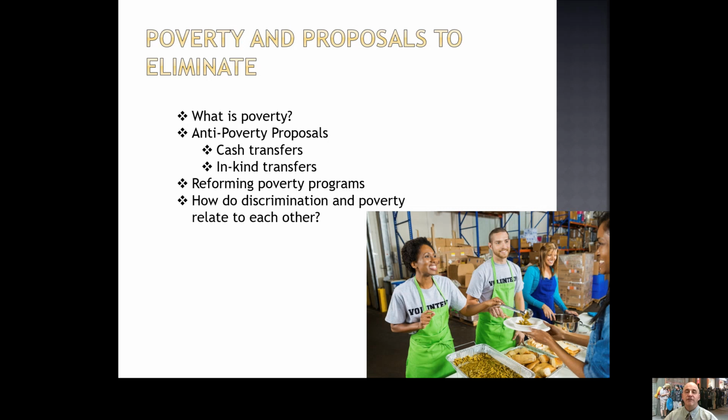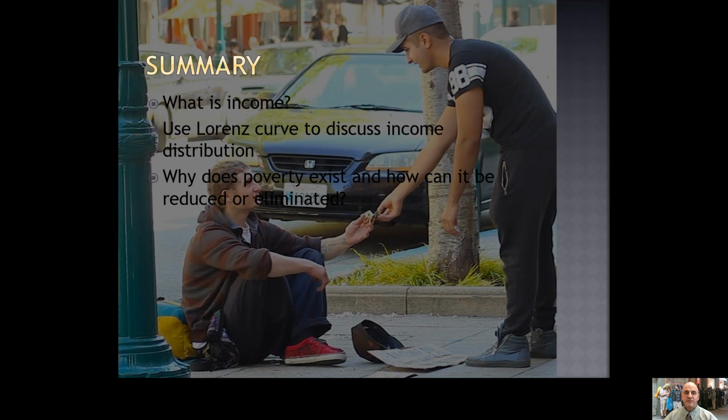Then you'll examine a variety of methods that have been proposed to try to reform some of these programs in order to try to eliminate some of the problems associated with those programs. And lastly, you will discover that there is a relationship between discrimination and poverty, and the chapter will explore that relationship.